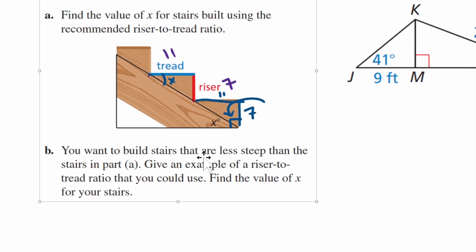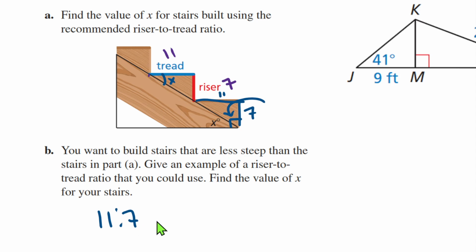You want to build stairs that are less steep than the stairs in part A. Give an example of a riser to tread ratio that you could use. I like this question. What would be another ratio? So 11 to 7, cool, that's a ratio. We want a ratio that's less steep. So what would be a less steep ratio? Good question.